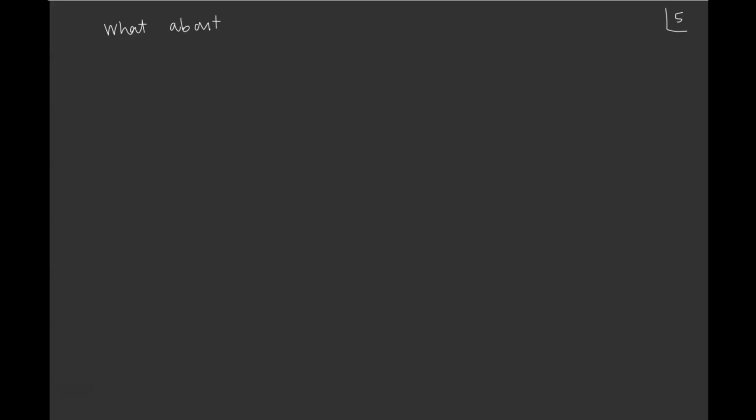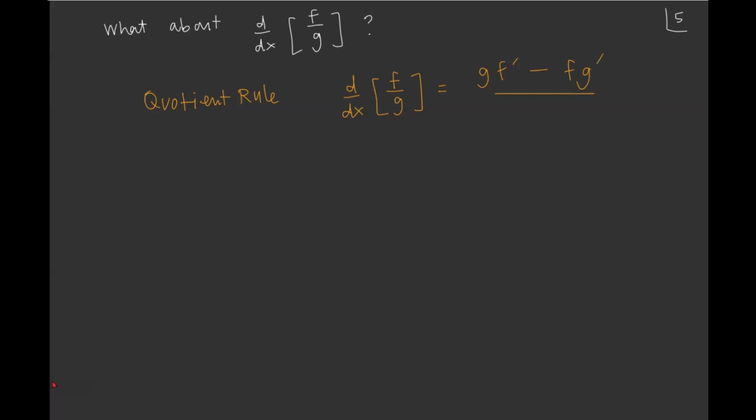The next thing to ask is, now that we know how to take the derivative of a product, what if we wanted to take the derivative of 2 functions that were being divided? So this is a function f divided by a function g, and we're going to use something called the quotient rule. And the quotient rule for derivatives says if you're taking the derivative of f divided by g, this will be g times f prime minus f times g prime all over g squared.